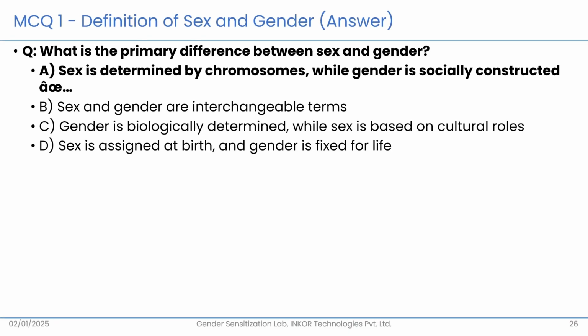The correct answer is A. Sex is determined by chromosomes, while gender is socially constructed. This means that while biological sex is based on physical attributes like chromosomes and reproductive organs, gender is influenced by societal norms and expectations, which can change over time and across cultures.